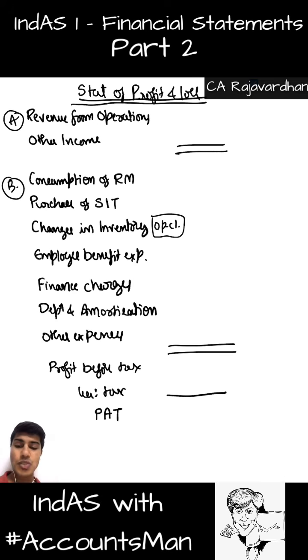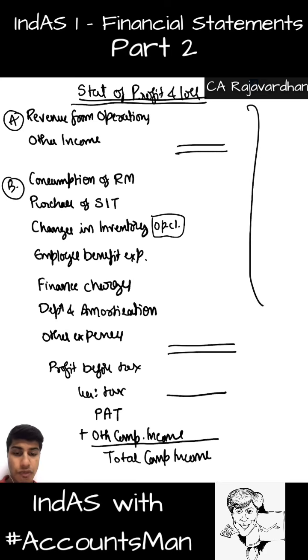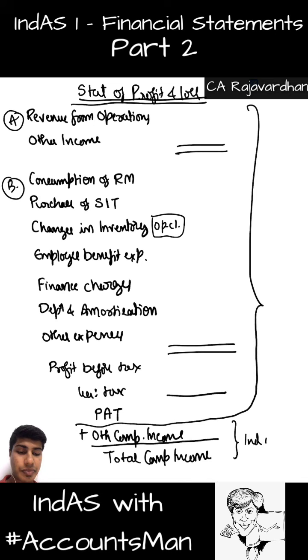Whereas under the Ind AS, what we do is, to this profit after tax, we add other comprehensive income. If we add other comprehensive income, we will arrive at total comprehensive income. So note the point here, till here it is the same old schedule 3 format. Yeah, no difference till here. So this is where new Ind AS things come into picture.